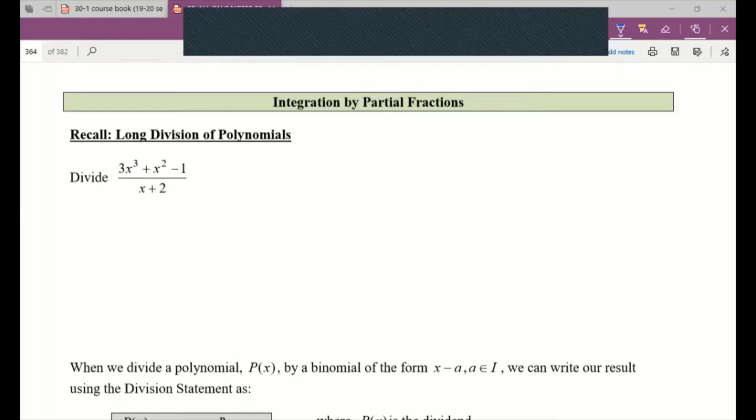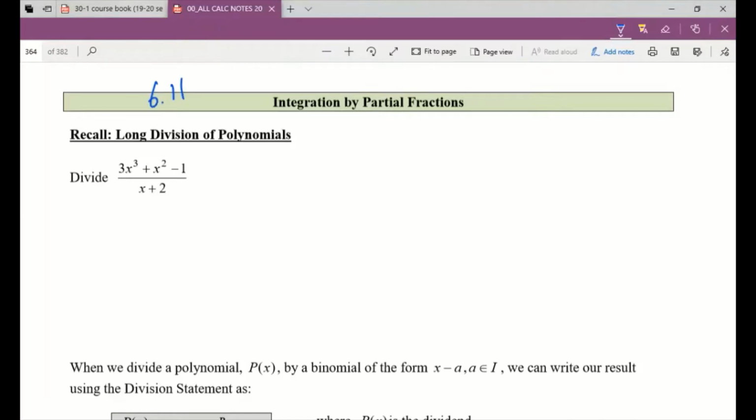All right, here's our next section. This is 6.11 in our workbook, and this is called Integration by Partial Fractions. What we have here is a pretty useful tool to deal with something in integration when we have something to integrate that we don't quite know what to do with, or we don't necessarily have the tools to do it. We're going to use a separate tool to change our integration question to something simpler.